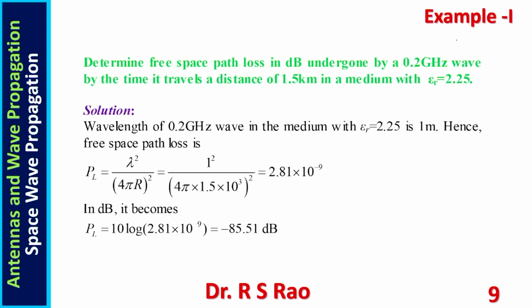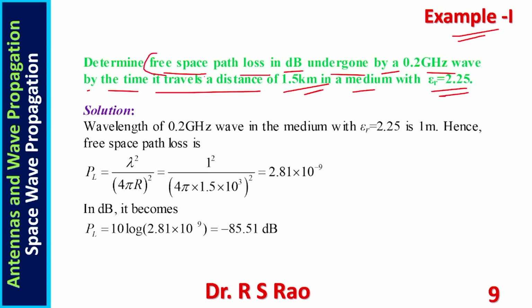We consider some problems and their solutions. We begin with example 1. Determine free space path loss in dB undergone by a 0.2 gigahertz wave by the time it travels a distance of 1.5 kilometer in a medium with epsilon r equal to 2.25.